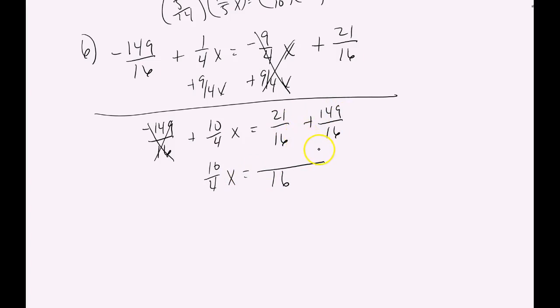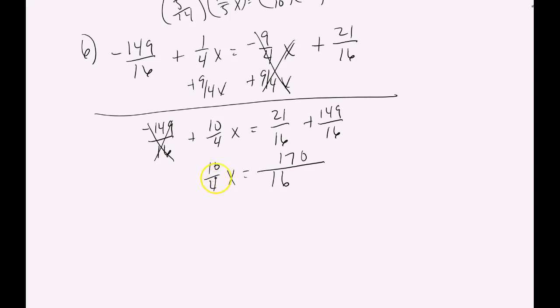Okay, so if they already have a common denominator, I just get to add them, right? So a 149 plus a 21 would be a 170. Is that right? 59, 69, yep, 170. So this is what we're looking at. Before I do anything else, I was going to reduce, but I'll be okay.